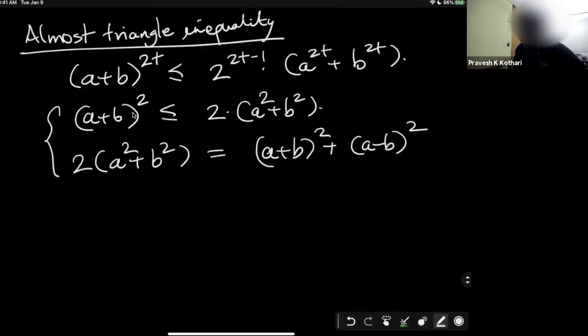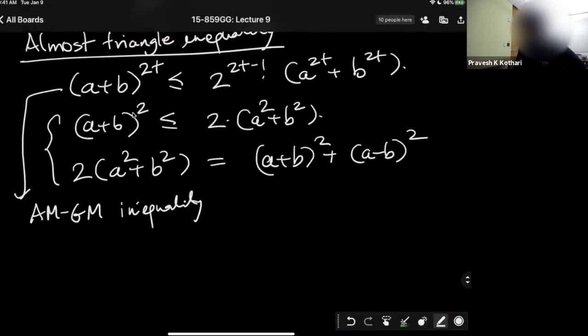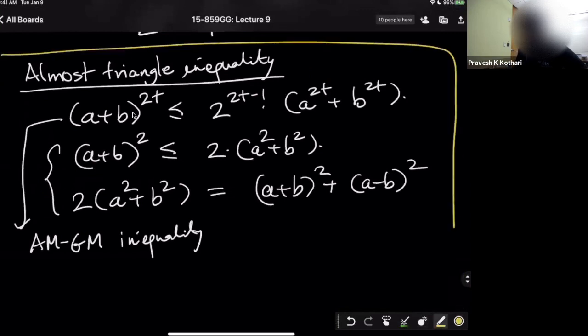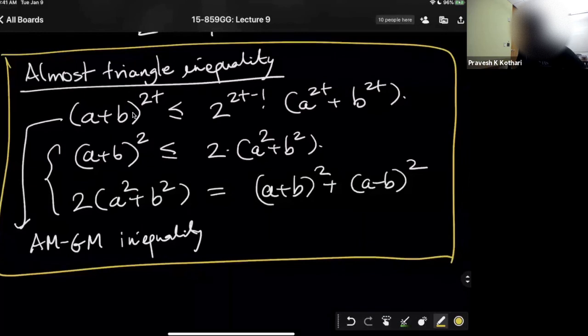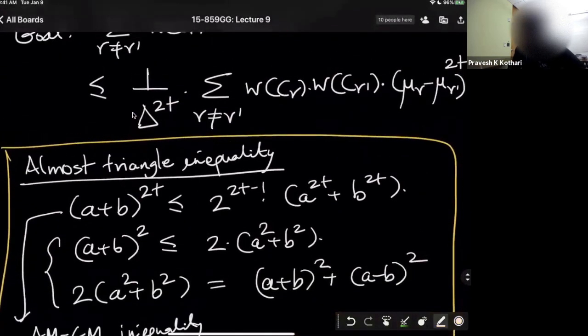And the one proof I know uses the AM-GM inequality, and the fact that the arithmetic mean of a bunch of numbers is at least the geometric mean. Okay, so I'm not going to prove it. I'm going to assume that you can prove this inequality, and I'm going to call it the almost triangle inequality. Okay, and I'm going to draw a box around it.